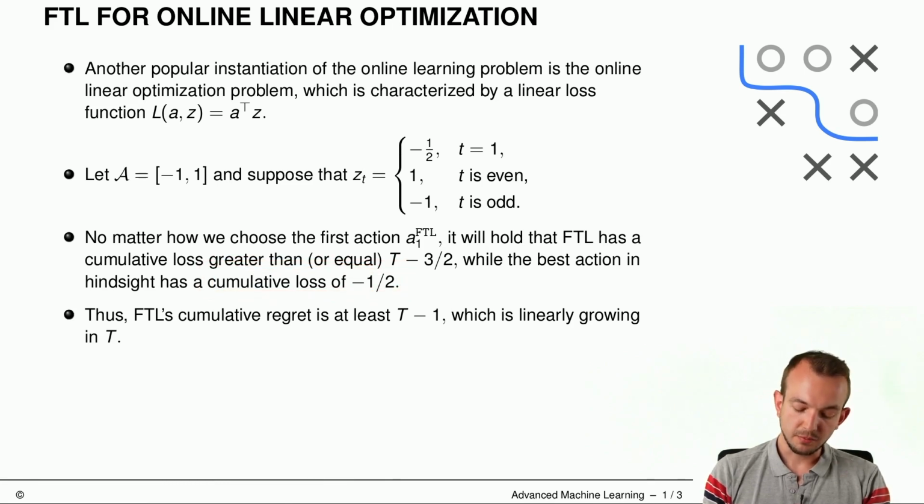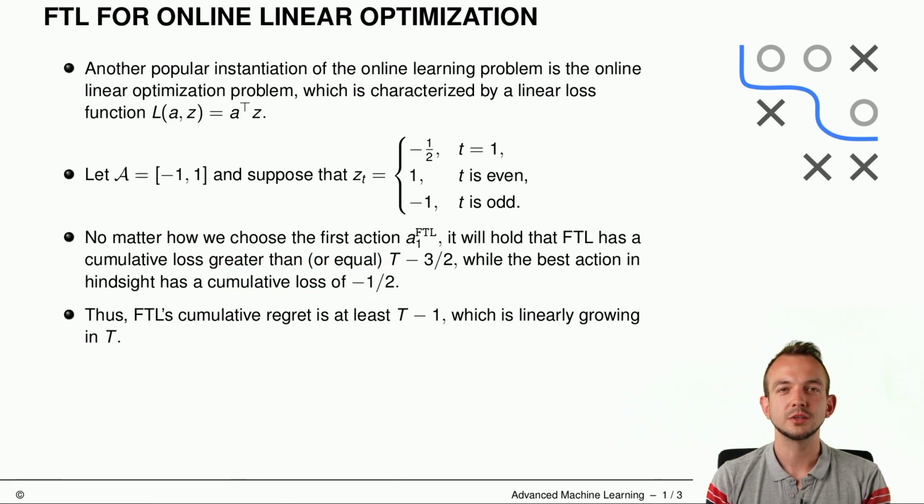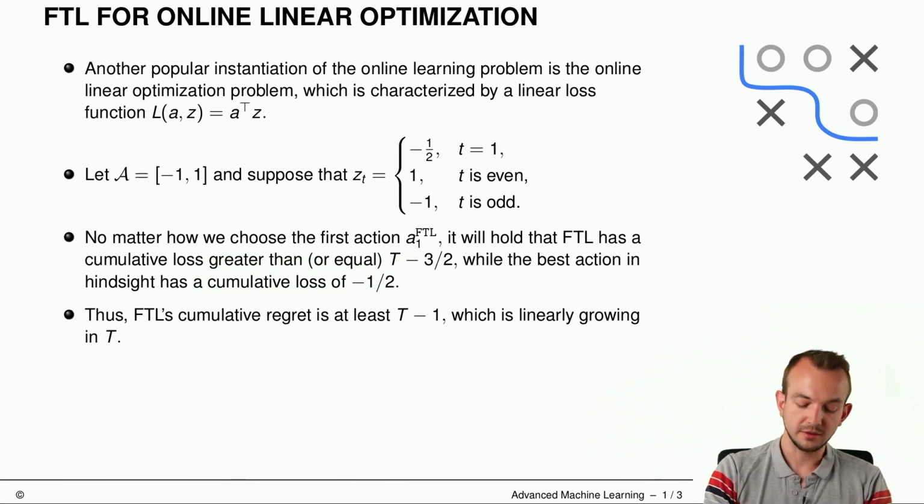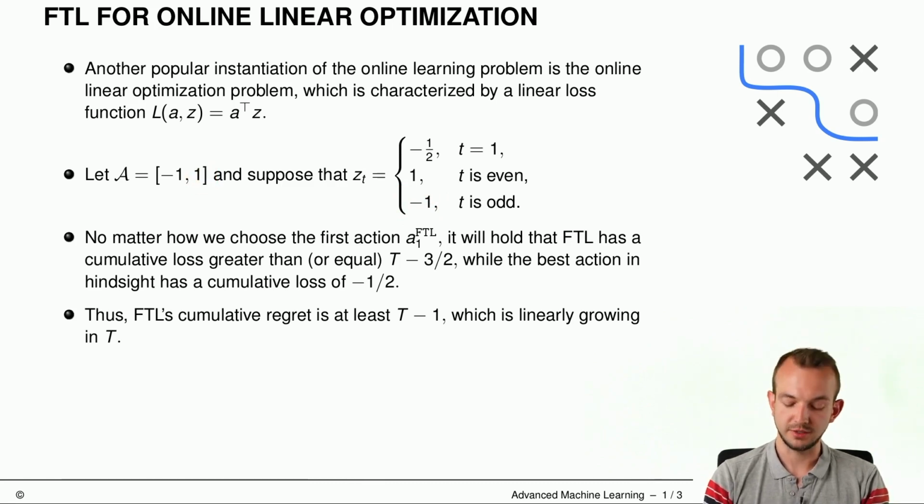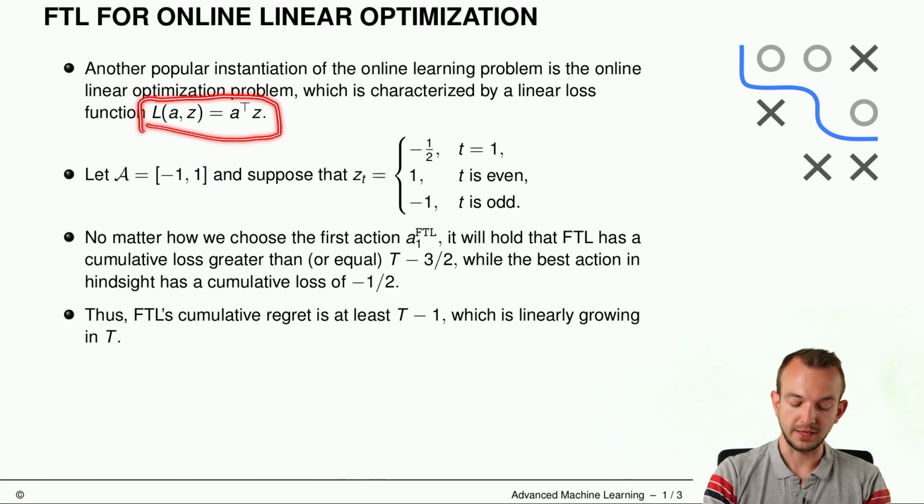And here, by the way, you also see an example of a loss function where you can have negative values, not only positive values. We will see it later on. If we, for instance, have an odd time step and we choose an action which is a positive number, this loss here will be negative.